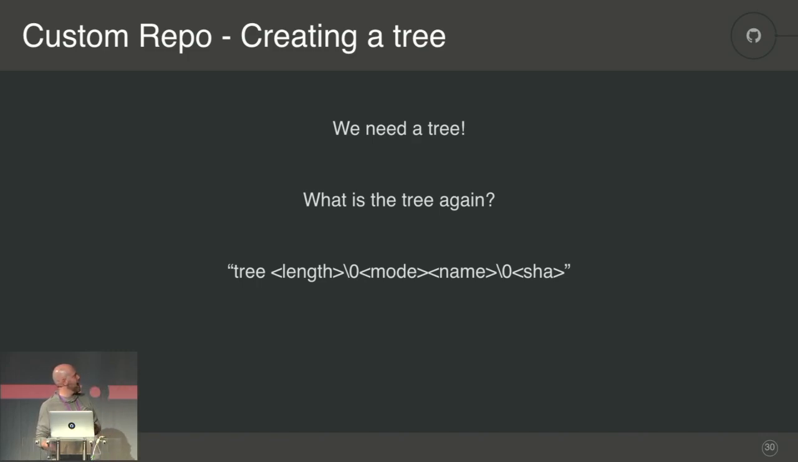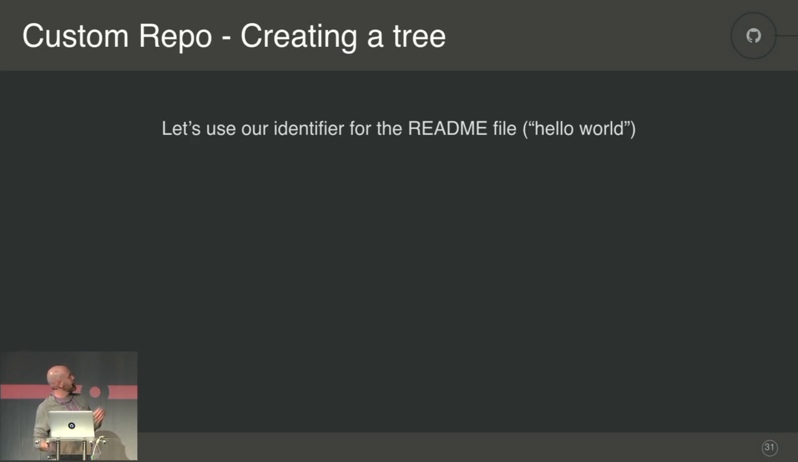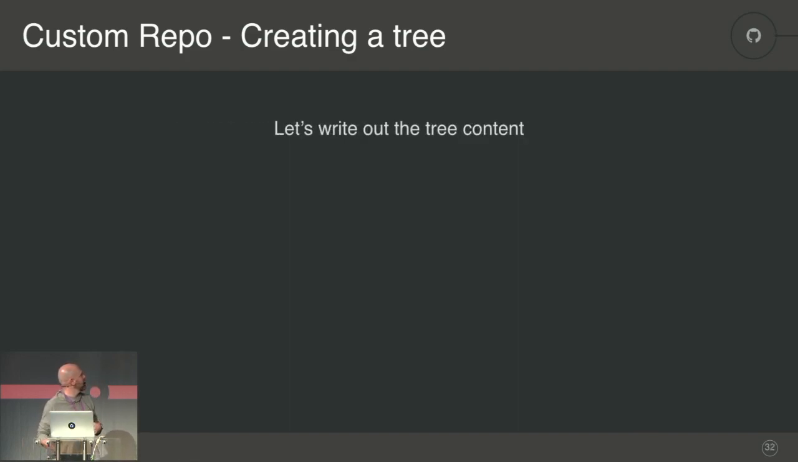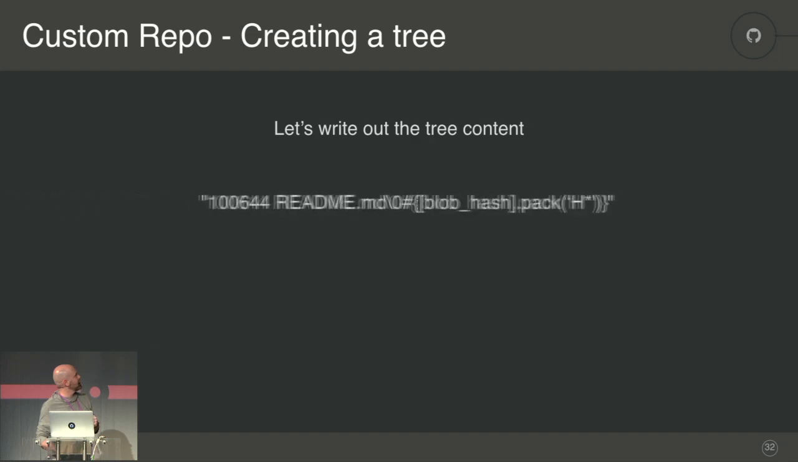And so now we can jump in and I can show you that in greater detail here. So we'll use the identifier for the README file, hello world, and there'll be an example in here of what that looks like when you write it out, so it'll be a little bit more clear. But we grab our file hash. This is the blob hash, so we have that from the previous one, and that is the representation of the README file in that directory, so we can make the directory. And then let's write out the tree content.